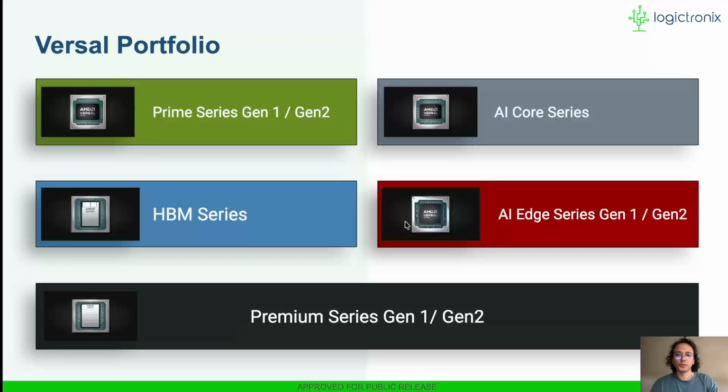So the Versal portfolio, there are 5 devices in the Versal portfolio: Prime series, AI Core series, HBM series, AI Edge series, and Premium series. Prime series, AI Edge series, and Premium series have generation 1 and generation 2 of these devices. Gen 2 is the newer of these devices.